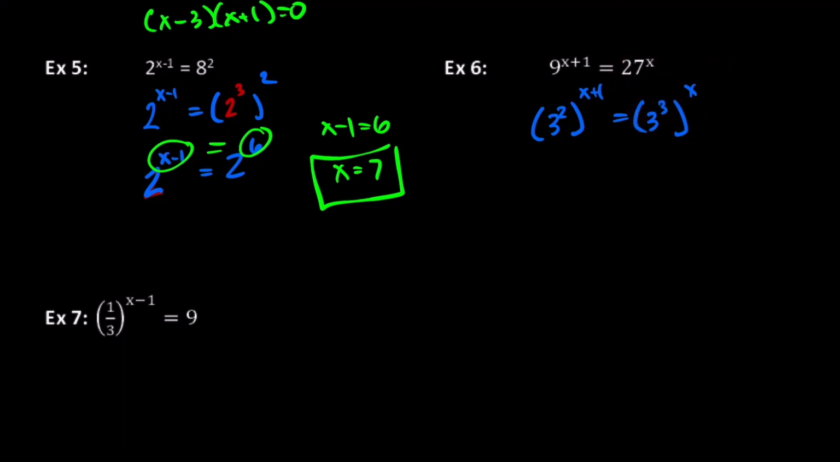So now I'm going to multiply here, but don't forget to distribute, and I'll multiply there. So that's 3 to the 2x plus 2 equals 3 to the 3x. And that's the hard part. Once you're here, obviously, this is pretty simple. 2x plus 2 equals 3x. Subtract 2 from both sides. x equals 2.